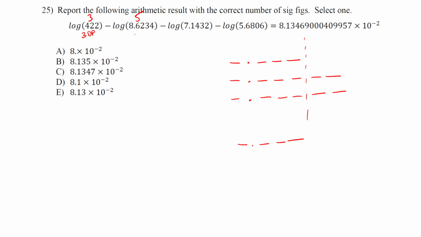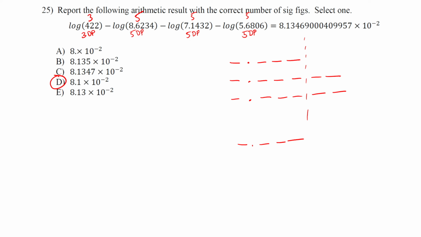This has 5 sig figs, so it'll have 5 decimal places. 5 sig figs, 5 decimal places. 5 sig figs, 5 decimal places. So this is absolutely the correct way to solve it. And this is probably what you did, right? And so the answer is 8.1 times 10 to the minus 2.